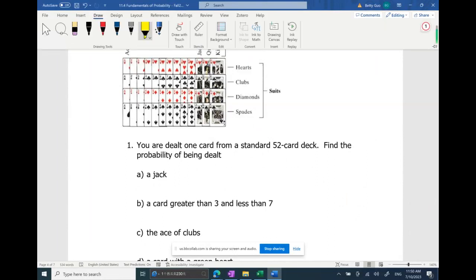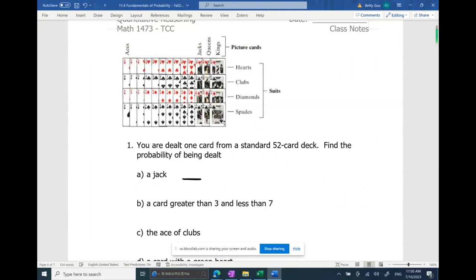And what's the probability of selecting a card and the card is a jack? We have 52 cards, right? And how many of them are jacks? 4 of them. So 1 over 13. The probability is 1 over 13. And we have another way to compute the probability of randomly dealing a card and the card is a jack.